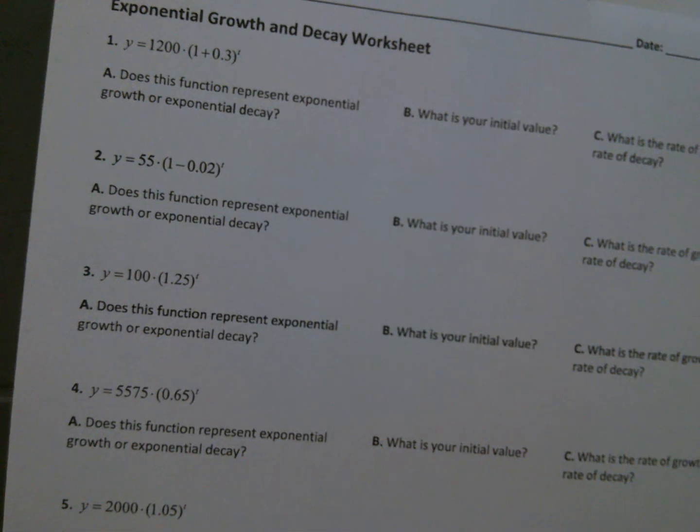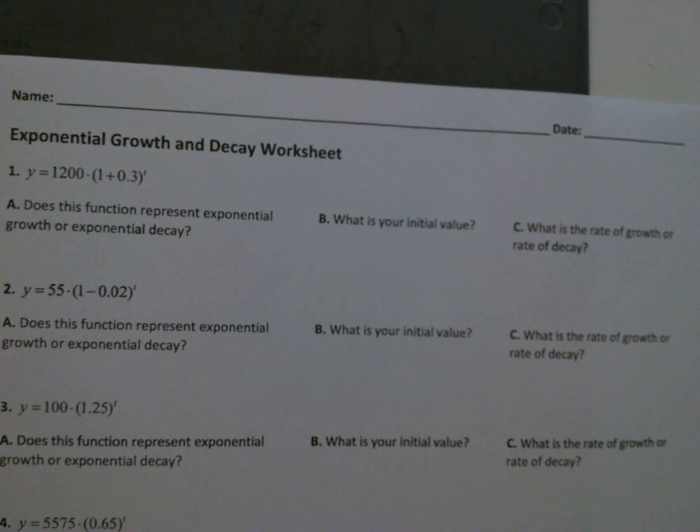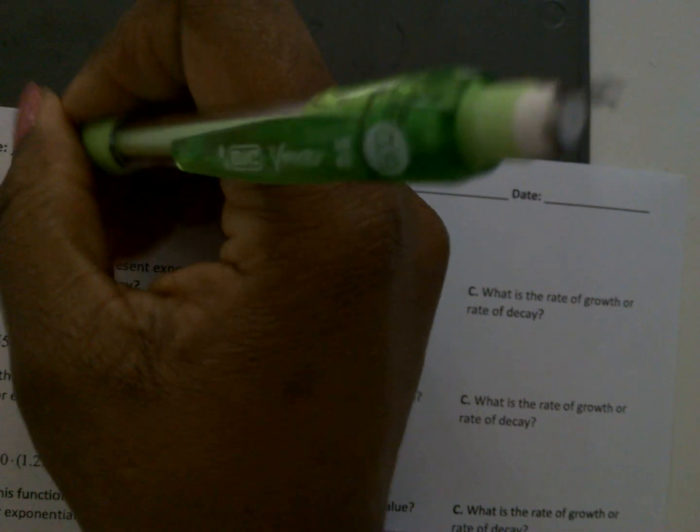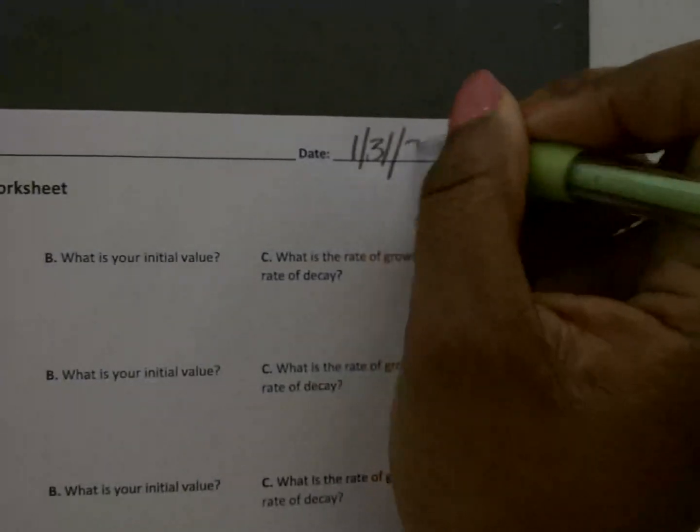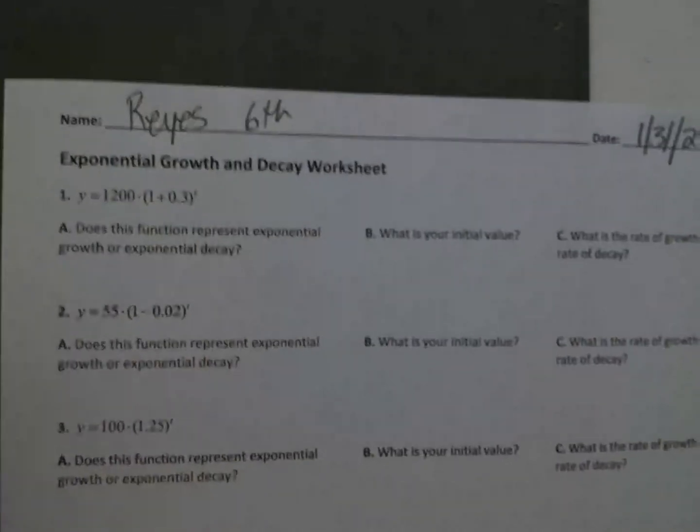All right, Math 1, today is the 31st. Please make sure that you put your name and the period. Please also put today's date, okay? All right. This is what you did on yesterday.